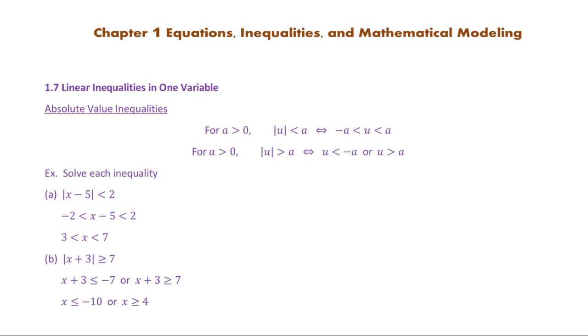This can be easily solved by subtracting 3 on both sides of both inequalities. So we get x less than or equal to negative 10, or x greater than or equal to 4. That's the solution to this inequality. That's how you solve absolute value inequalities.